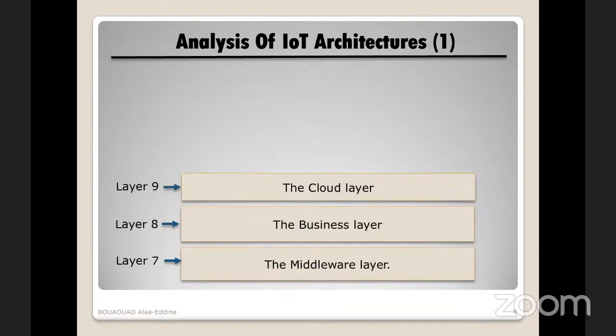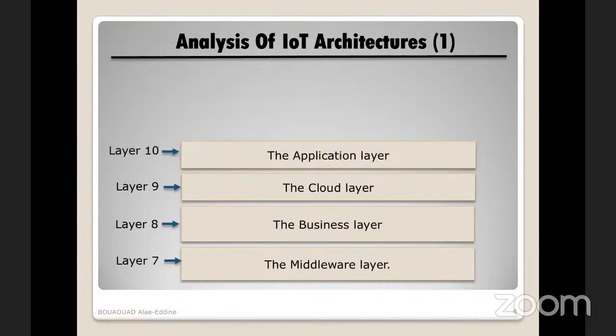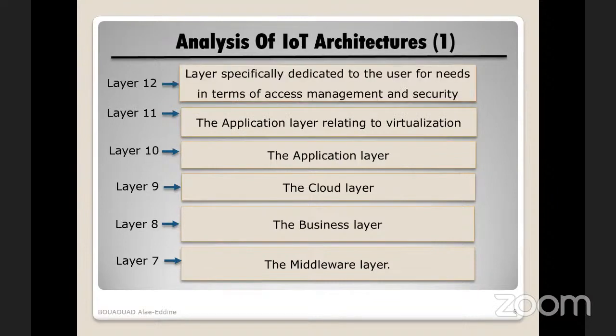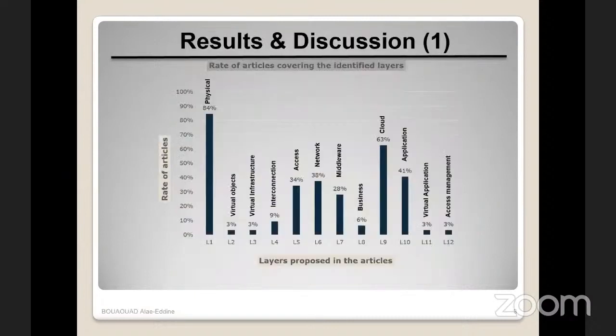The ninth layer is the cloud, which is also very common between all the architectures. The 10th layer is the application, which provides the user with the services and applications necessary to meet his needs. The 11th layer is the application relating to virtualization. And finally, the 12th layer relates to applications specifically dedicated to the user for needs in terms of access management and security issues.